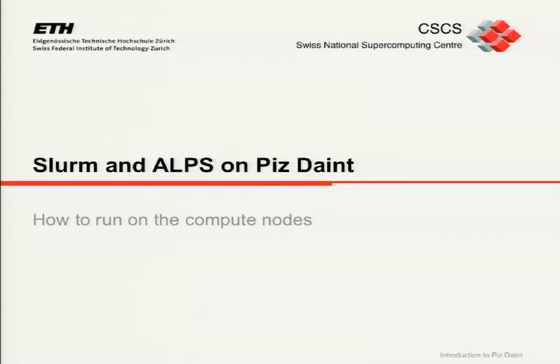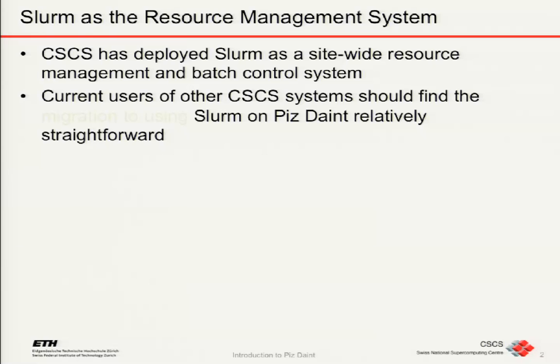But there are certain little issues with how to run on this machine, and certain things just to make sure that on any of the machines, the Cray machines that we're running on, you don't make some mistake and get poor performance. So we've deployed Slurm about 2 years ago as a site-wide resource management system, and this means that moving from one system to the next should be relatively straightforward, including moving from Monte Rosa.